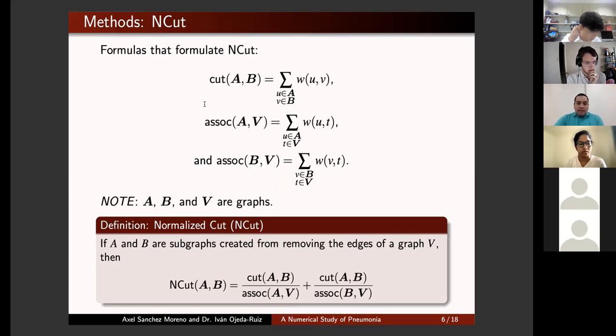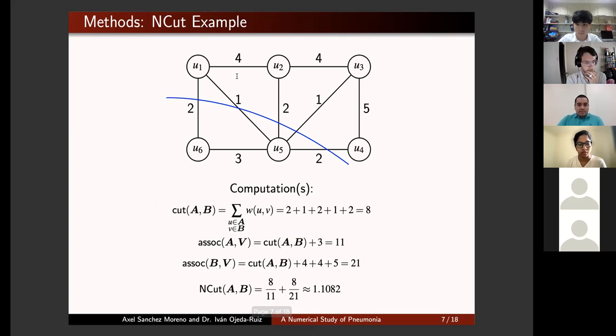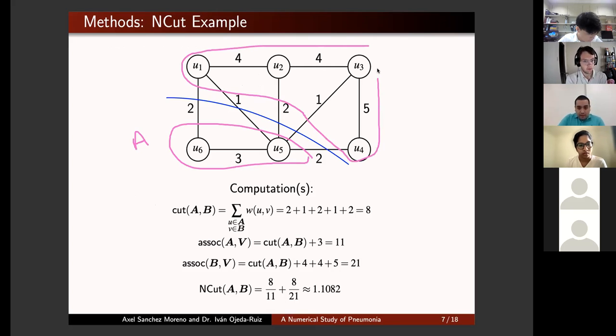Note that A, B, and B are graphs, but by our definition of the normalized cut, if A and B are subgraphs created from removing the edges of graph B, then Ncut is defined as the following between A and B. Now, this of course is a lot of math, so I want to offer a demonstration behind everything. So here, the blue line we have is our cut, but for us, I want you all to focus on this half here as A, and this subgraph here as B.